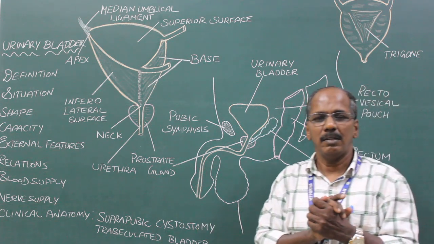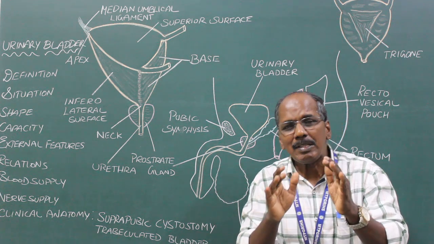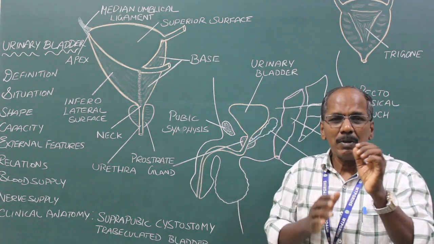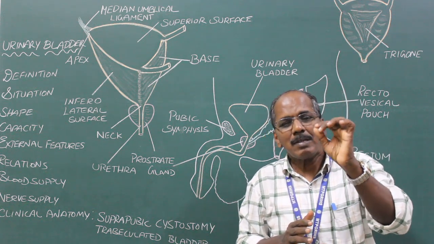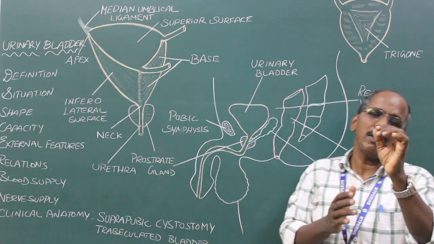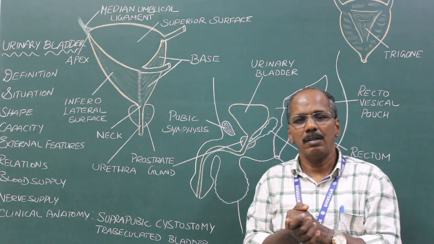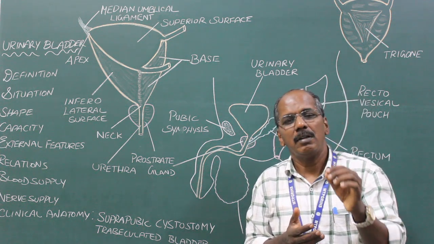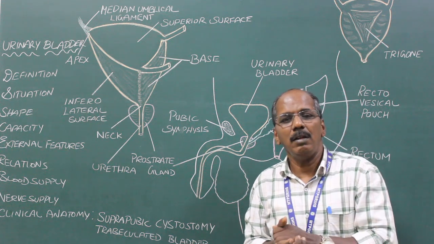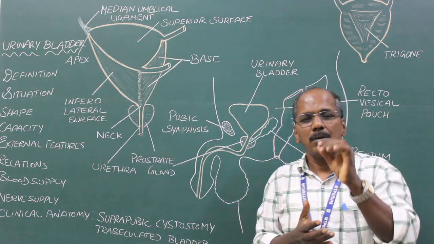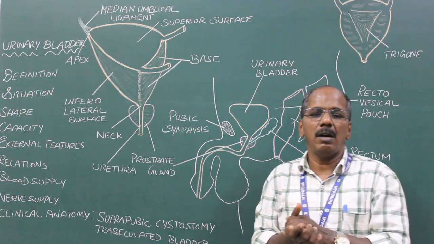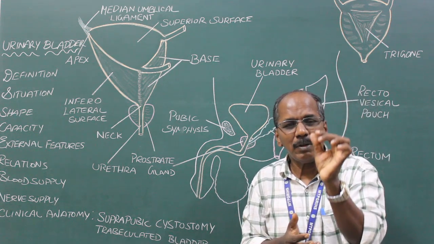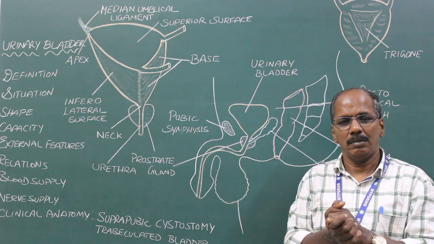Trabeculated bladder. It is a condition in which the urinary bladder becomes more distended due to hypertrophy of the muscle wall or the muscular coat of the urinary bladder. It is due to chronic obstruction of the outflow of urine by enlarged prostate or stricture of the urethra, that is, narrowing of the lumen of the urethra.